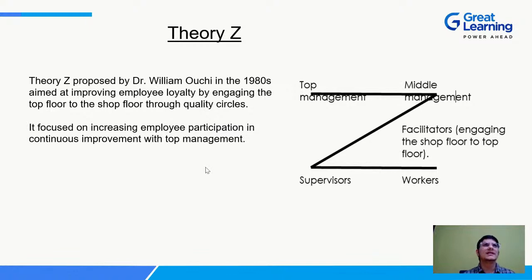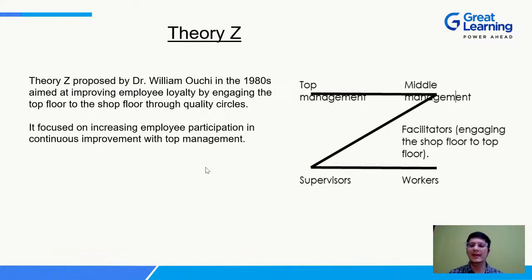So Theory Z is essentially how the top management knows what the grievances, problems, and issues are at the various layers of the organization. Theory Z was proposed by Dr. William Ouchi in the 1980s, aimed to improve employees' loyalty by engaging the top floor to the shop floor through quality circles. It is to increase the participation in continuous improvement with the top management. For example, in my organization, every quarter we have a Glint survey that is rolled out. That survey asks, are you happy in the organization? What can improve from last quarter to this quarter? The whole idea of Theory Z is continuous improvement.